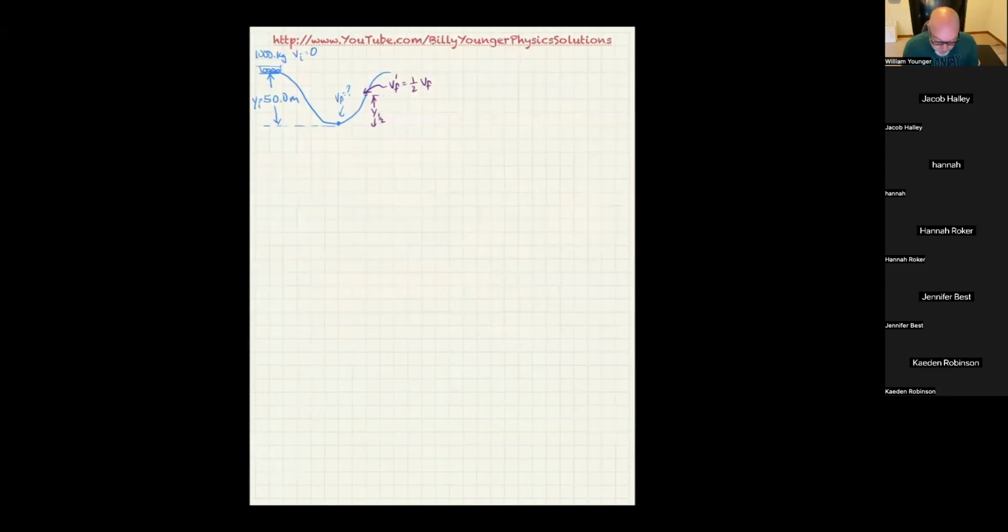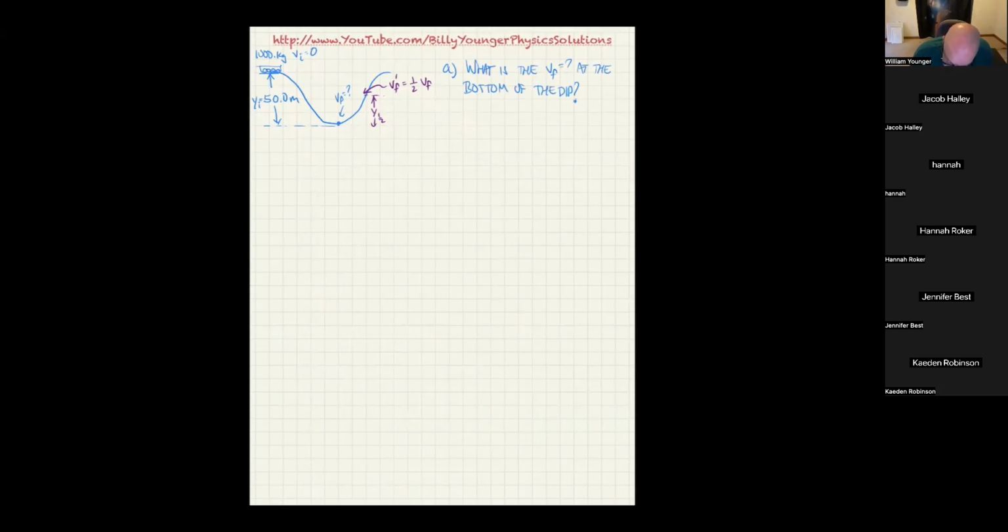All right, so we have it going here, and we're going to ask 2 questions. Question A is going to be, what is the v final at the bottom of the dip? Okay, I labeled it v final, and then I labeled the other one v final prime, just because it's going to be a different v final.